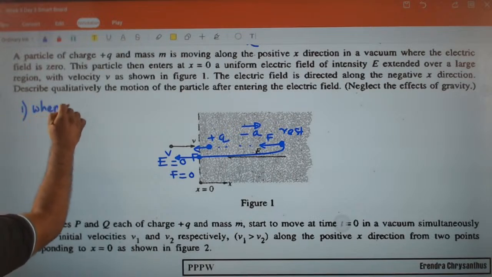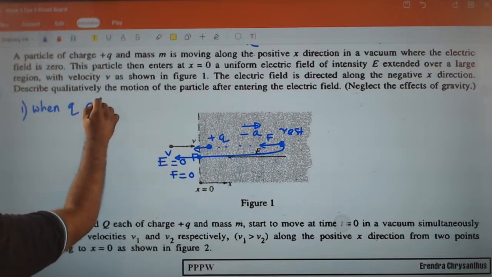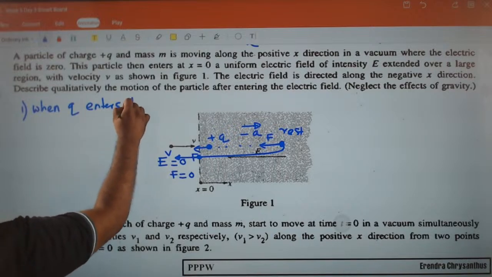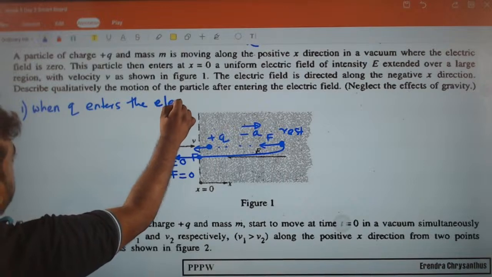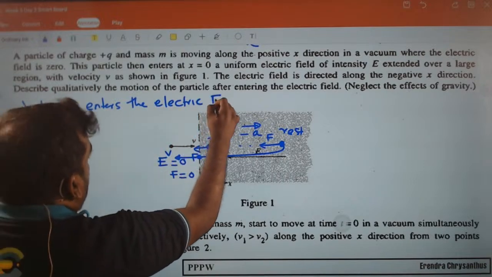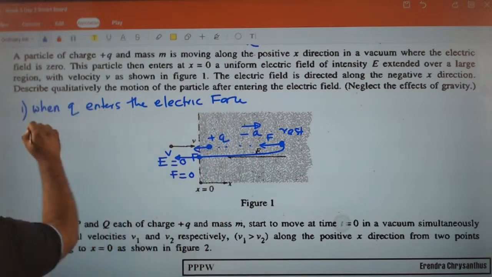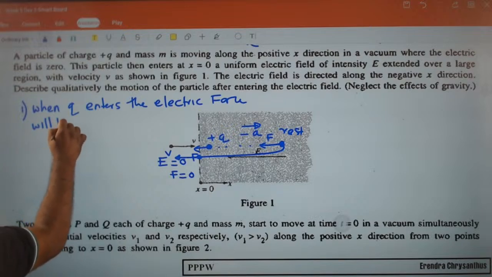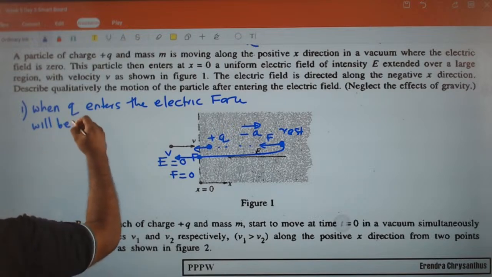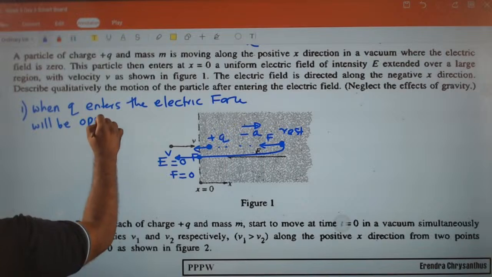When Q enters, the electric force will be opposing the motion.